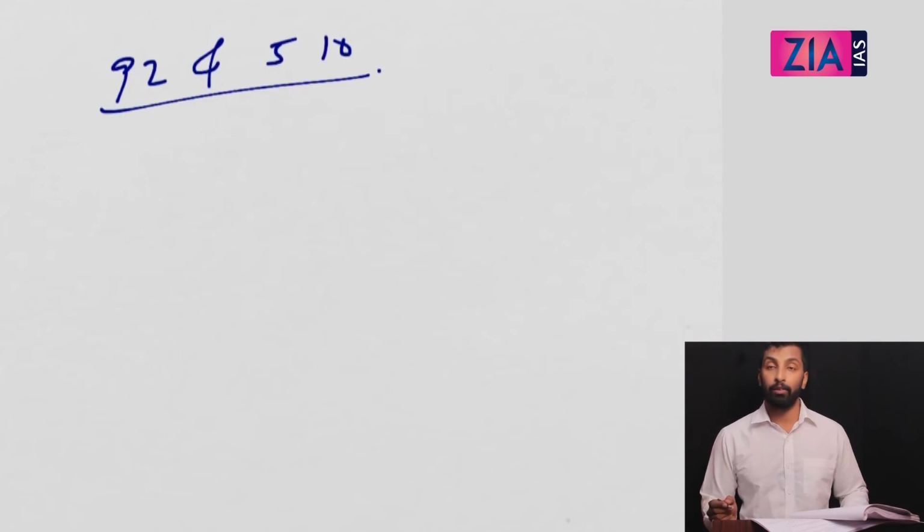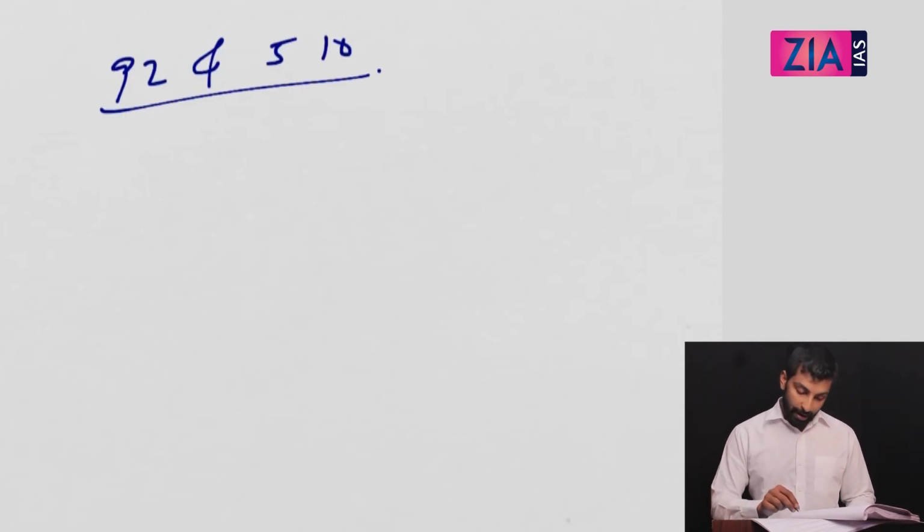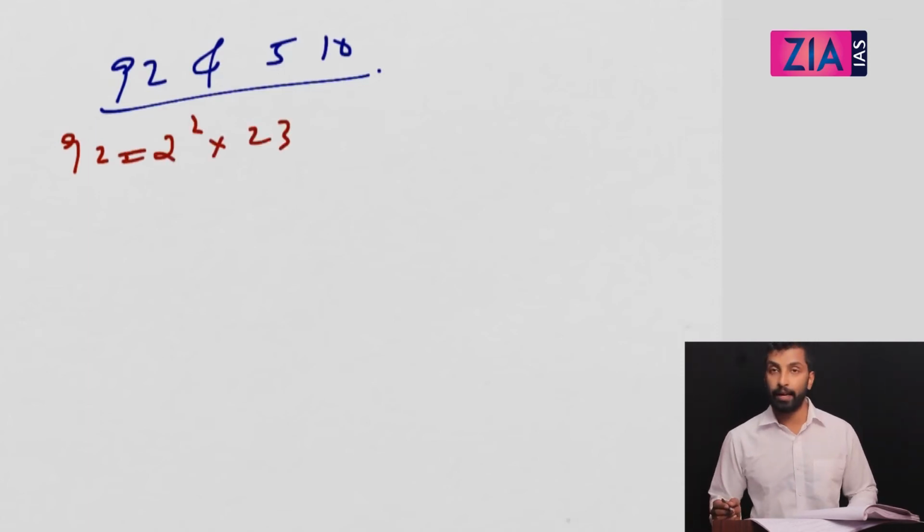Now if I ask you to find LCM and HCF of 92 and 510, how will you find LCM and HCF? You will prime factorize, right? So 92, how will you write? 2 square into 23, 4 into 23.